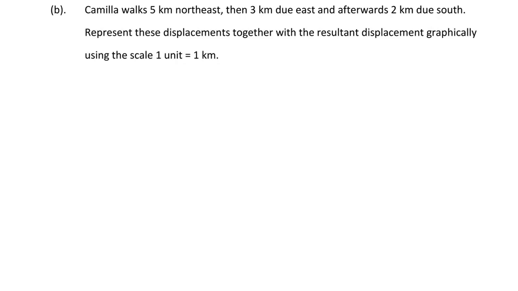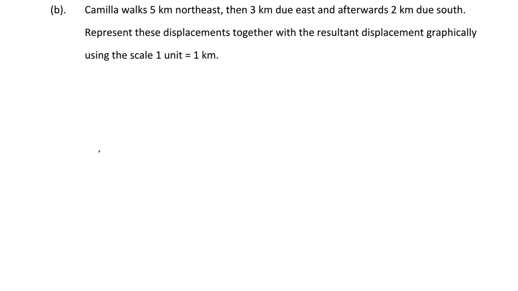For part B, Camila walks 5 kilometers northeast, then 3 kilometers due east, and afterwards 2 kilometers due south. We are supposed to represent this displacement together with the resultant displacement graphically using the scale of 1 unit equals 1 kilometer. Okay, so again, this is the vector problem. We've been told that we are supposed to consider 1 centimeter on paper representing 1 kilometer on the ground. Okay, so let us sketch our problem.